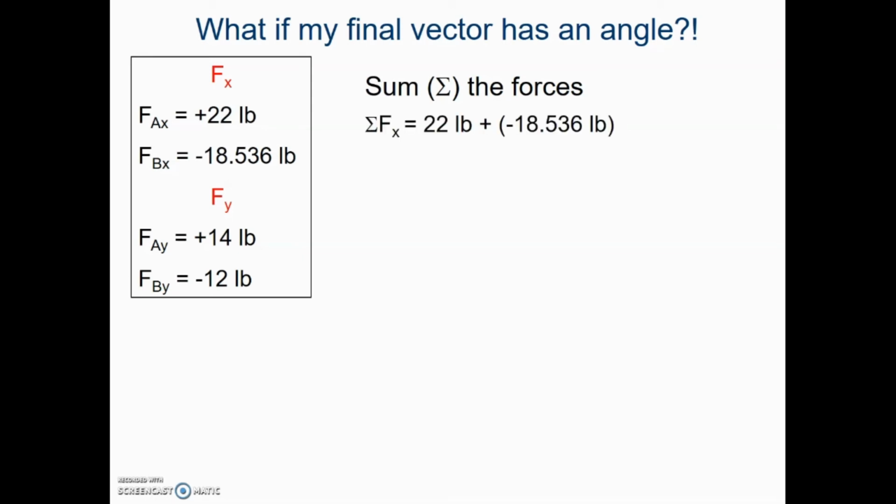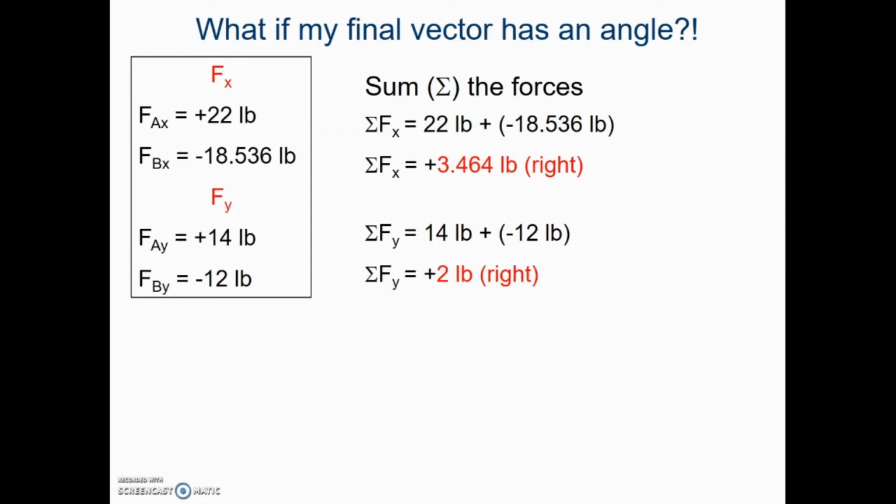So if we take the sum of all of our X forces, if I add those two together, 22 to the right, 18.536 going to the left, I have a net force in the X direction as 3.464. So that means it must be going to the right, because the positive X has just enough to counter the X component of B. And if we do the same thing for Y, 14 going up plus 12 going down, it means I have 2 pounds going to the right. So now we do have a Y component. So we've got to deal with that.